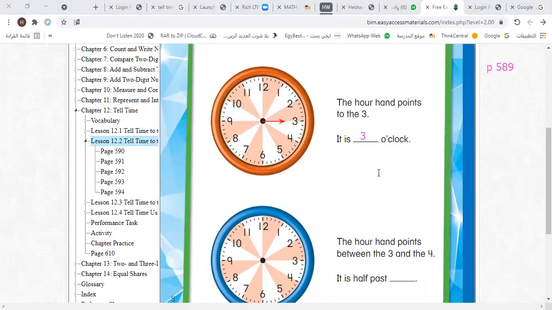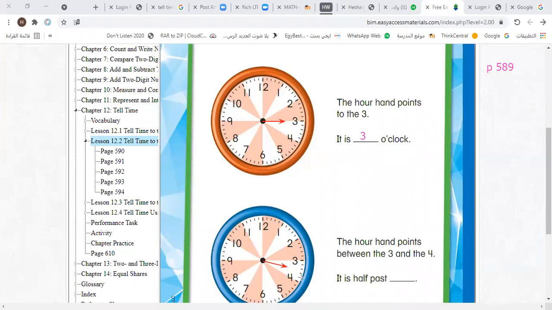But if the hour hand points between the 3 and the 4, what's the time? Let's draw the hour hand at the halfway between 3 and 4, like this. Can you see, grade 1? The hour hand is at the halfway between 3 and 4. This is called half past 3. It's 3 and a half, okay?